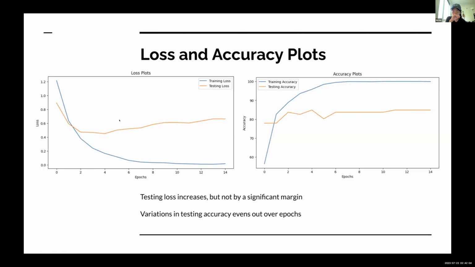Then for our loss and accuracy plots, you can see that our testing loss actually increases, but it wasn't by a significant margin, so we didn't worry about that too much. Testing accuracy evens out over the epochs. You can see some slight variation here, ups and downs, but then it gradually evens out. So yeah.